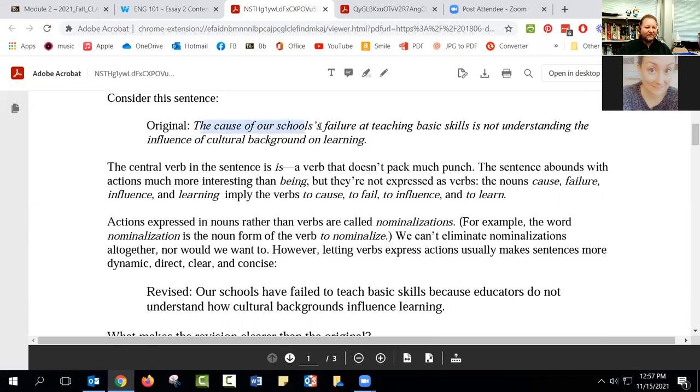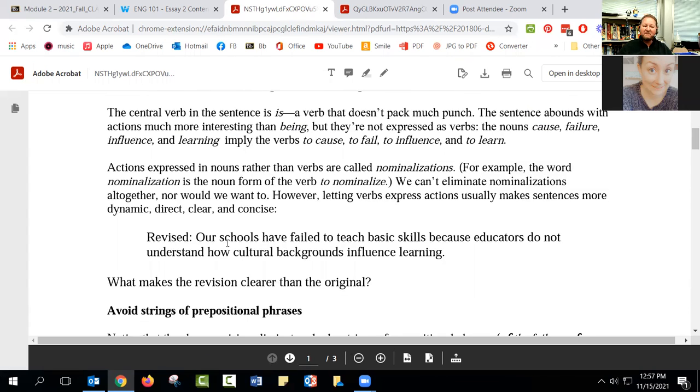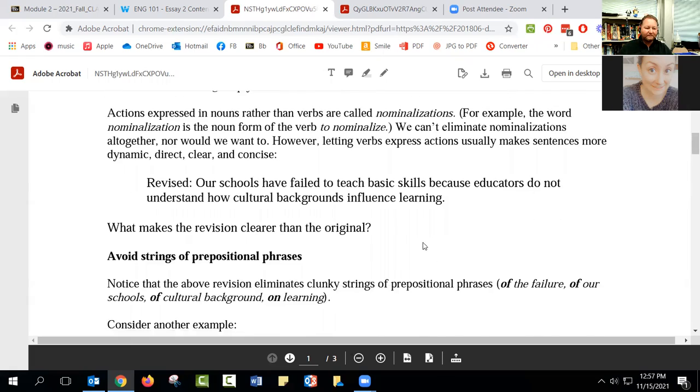But if it's lacking something like this, The cause of our school's failure at teaching basic skills is not understanding the influence of cultural background on learning, right? Not as many concrete words. It's harder to envision this. This one, much easier to envision because of those concrete words, right?